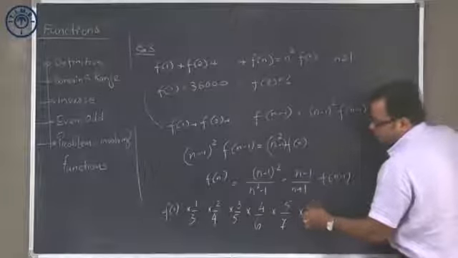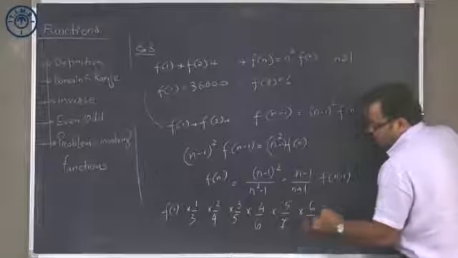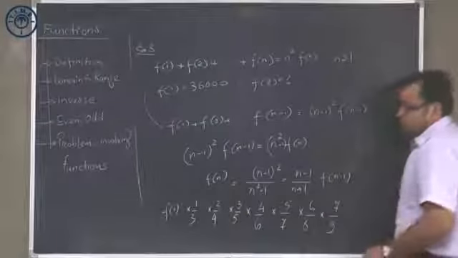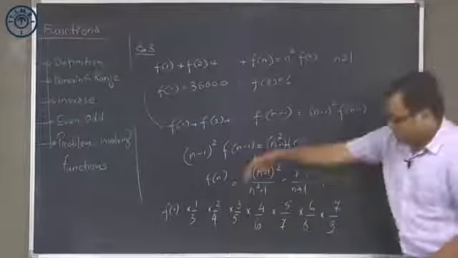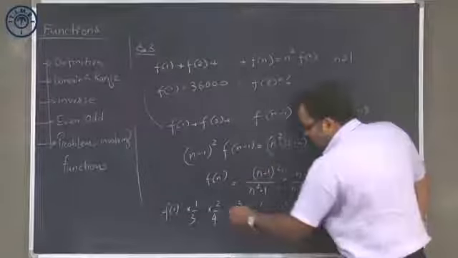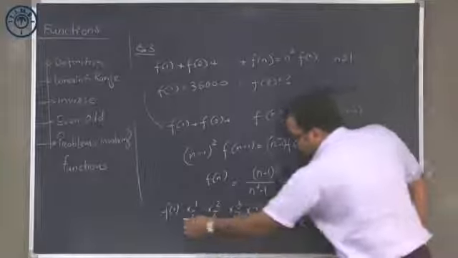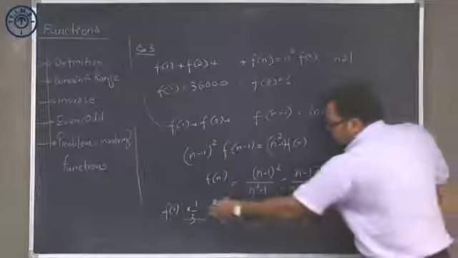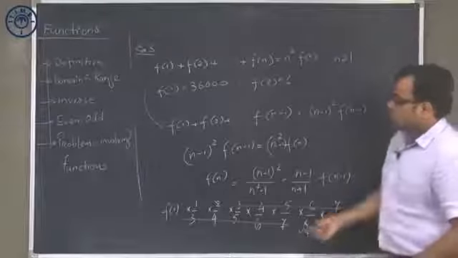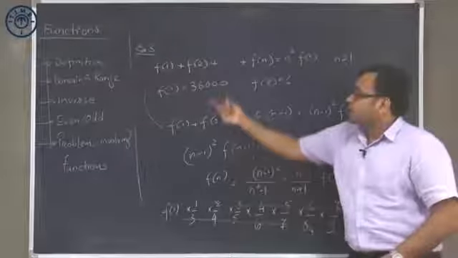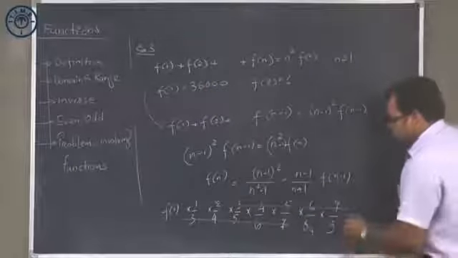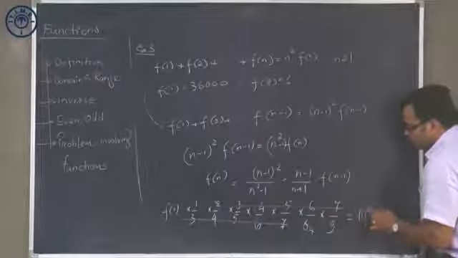F of 7 will be 6 upon 8. F of 8 will be 7 upon 9. So we know the value of f of 1. Substituting this, we'll get the value of f of 8. So from here, as we can see, 3, 4, 5, 6, 7, this will cancel. 2, 2 4s are 8, 4 9s are 36. So 1 upon 36 into f of 1. F of 1 is 36,000. 36,000 upon 36 is 1,000. So this value is equal to 1,000.